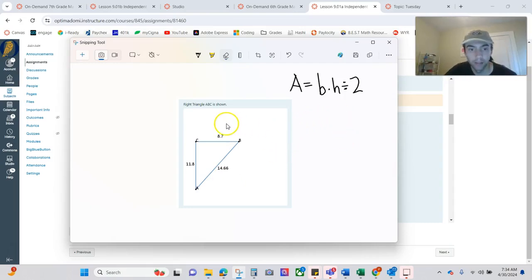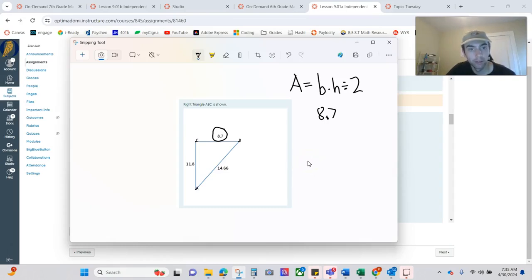Let's find the base and height on this picture. The base is a flat side of the shape on the top or bottom. Here is a flat side on the top or bottom of the shape, so that will be our base. Or you could tilt your head upside down, and then it's the bottom of the triangle. So the base is 8.7.